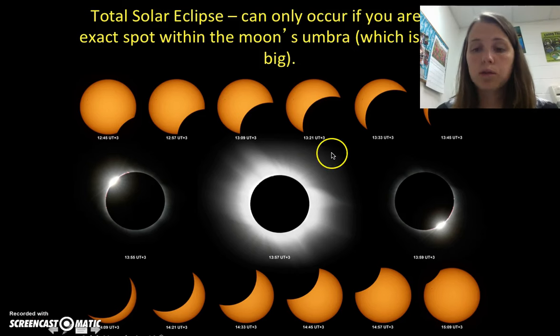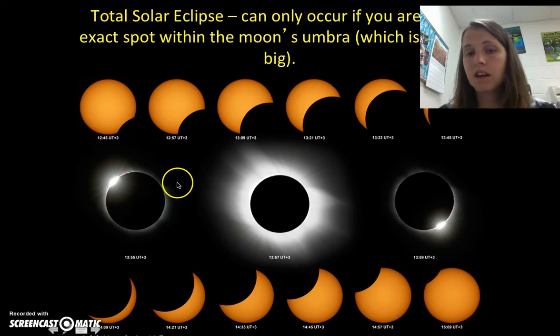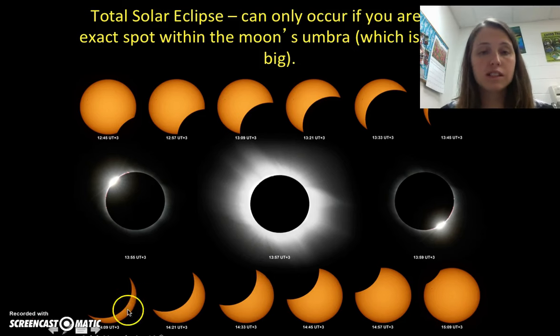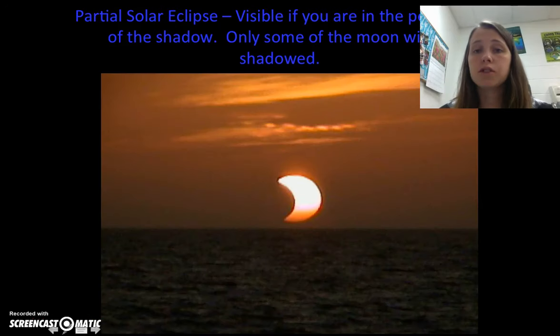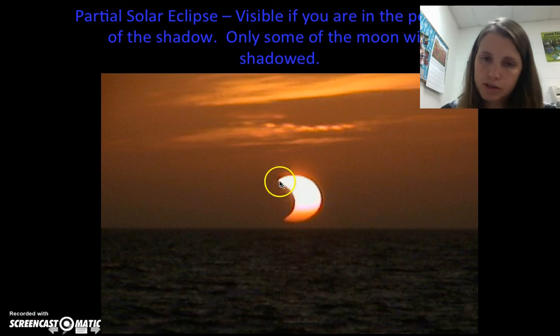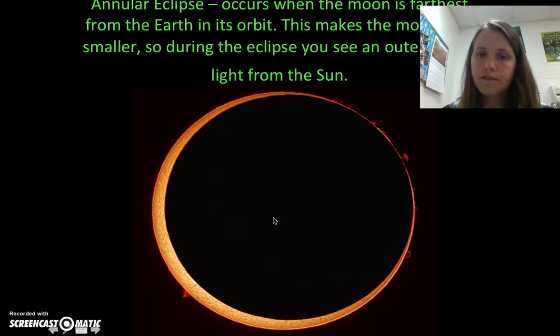So this is a total solar eclipse. You'll see it's moving, it's covering all of the sun, and all you see is the aurora, the array of light coming from it, and then it starts to move off. Partial solar eclipses are visible if you are both in the penumbra of the shadow and the umbra. So you'll see a little bit of the moon shadowing out the sun.